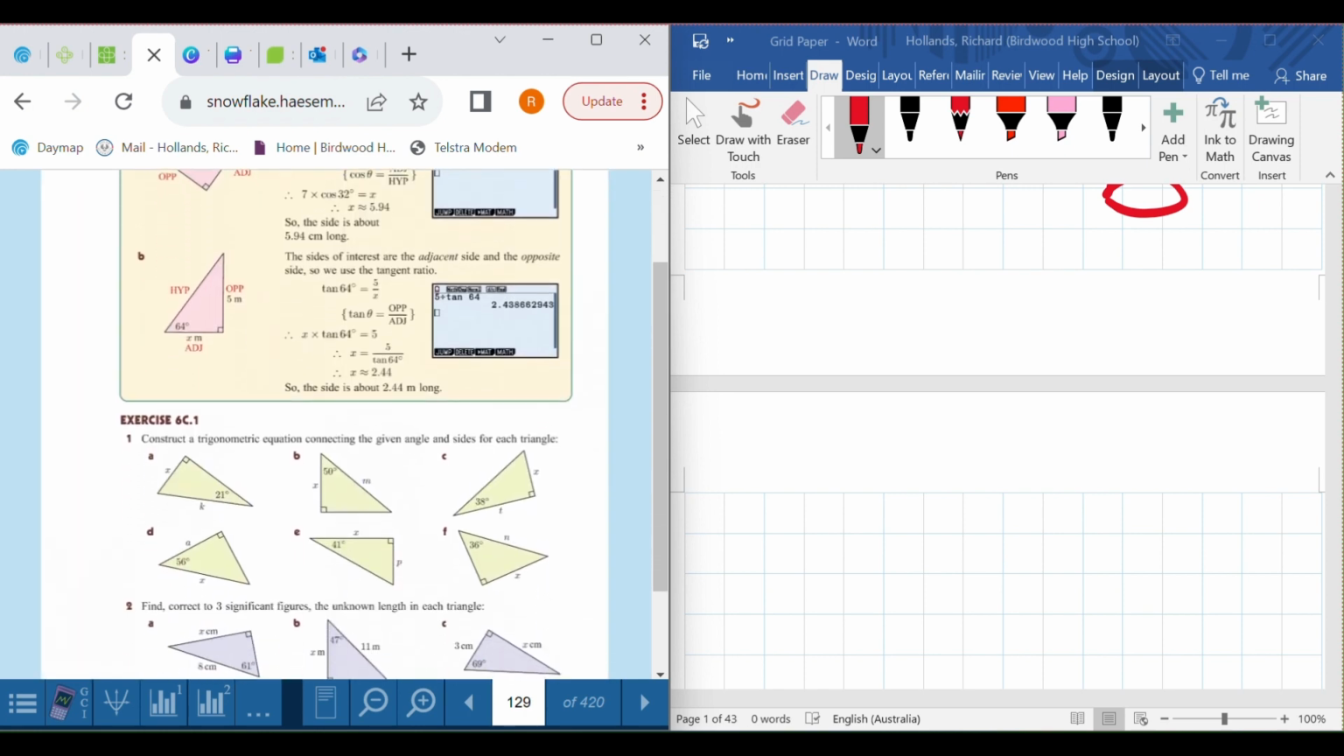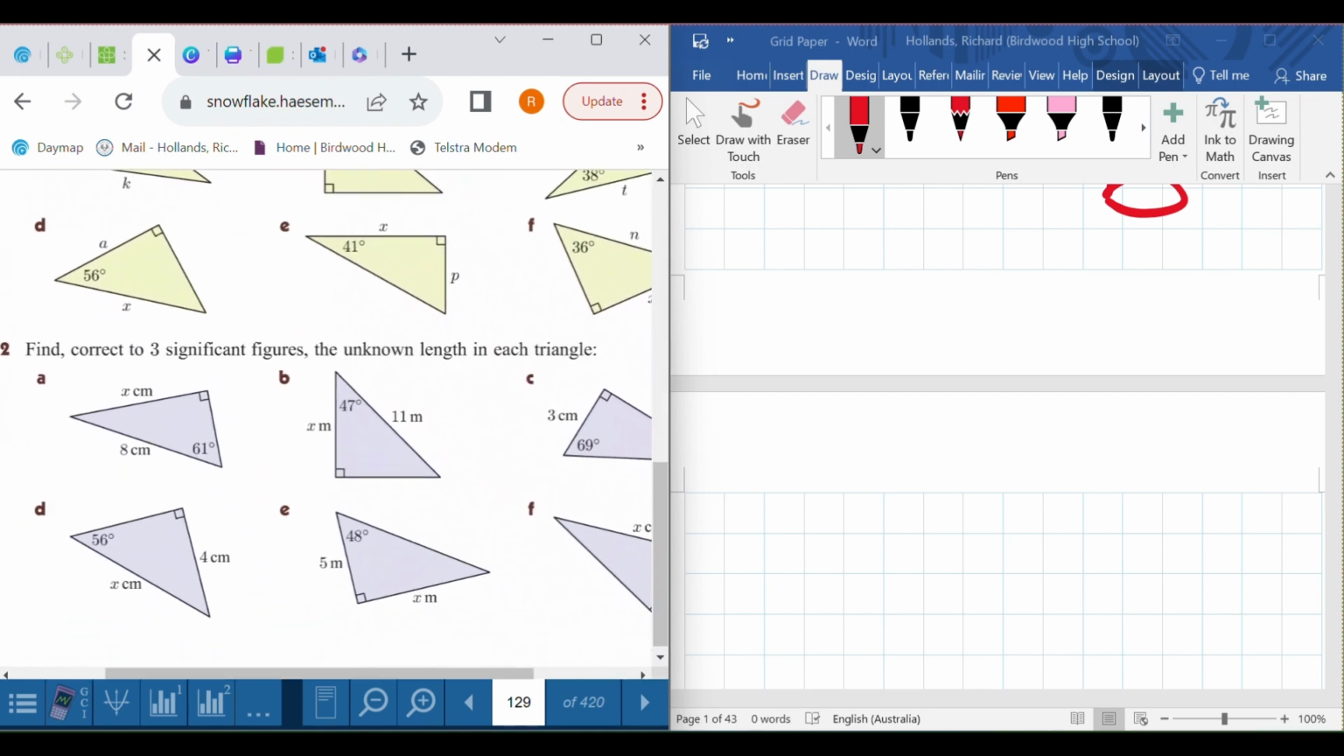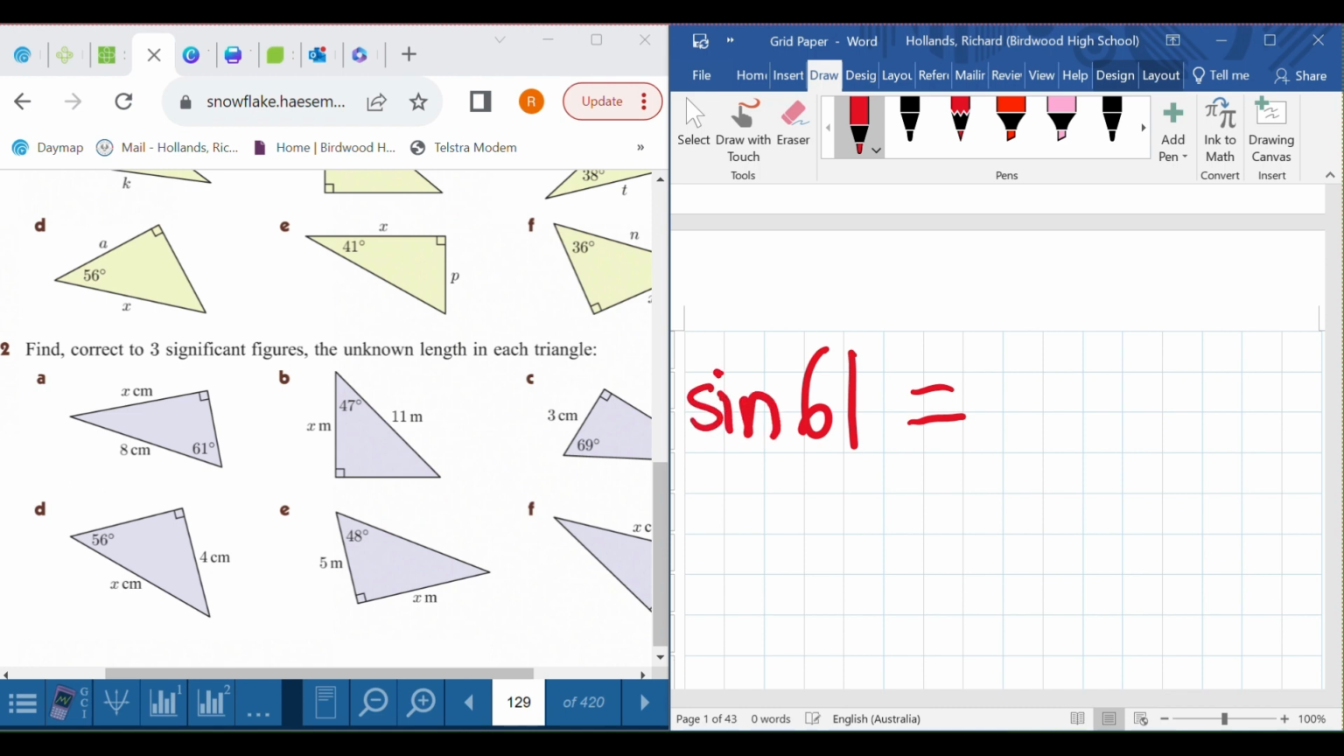Alright, so I've got this degree, 61. So it's no longer unknown, it is known to us. If I'm looking at this, I've got the opposite and I've got the hypotenuse, because it's opposite the right angle. For me, I immediately recognize that I need to use sine. So sine 61 equals the opposite, which is x, over the hypotenuse, which is 8.